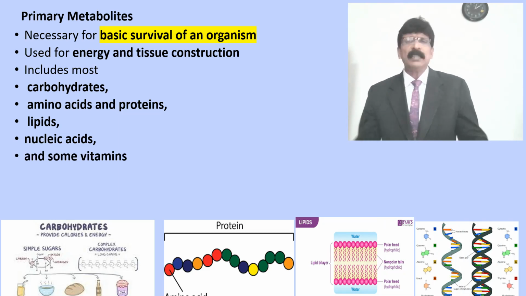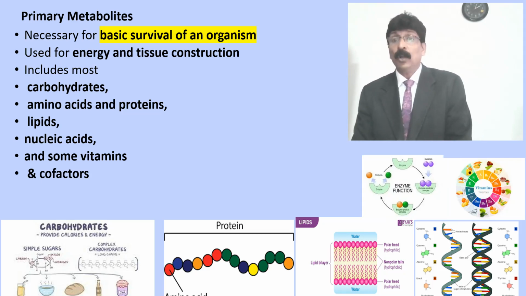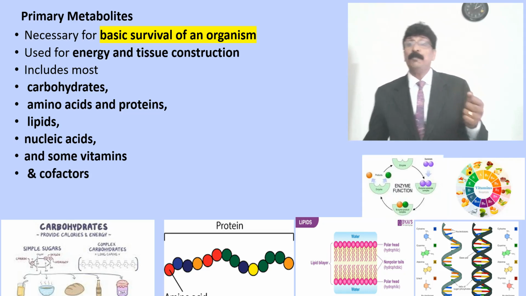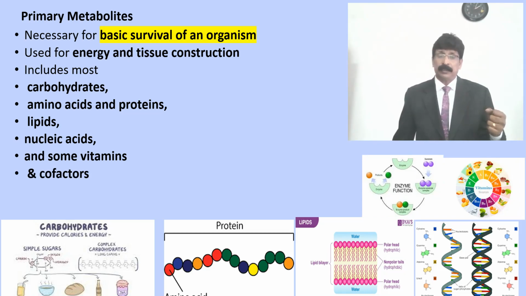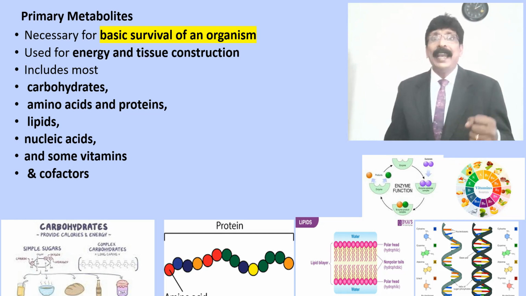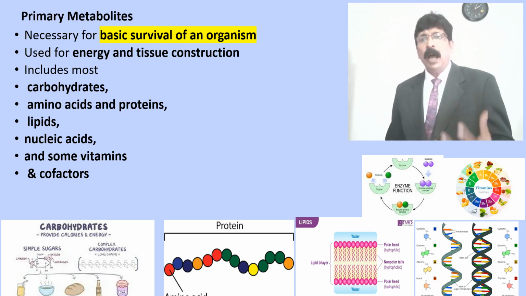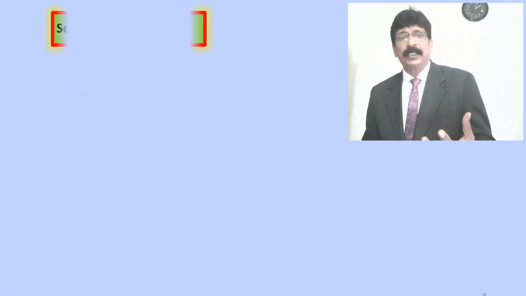And some vitamins are also very, very important. Cofactors, enzymes and cofactors are also very much important for the survival of any living organism. So you see, when you are asked about primary metabolites or primary metabolism, the student should be able to say what is the necessity of primary metabolism and give examples of primary metabolites.